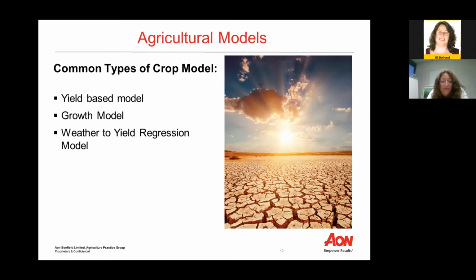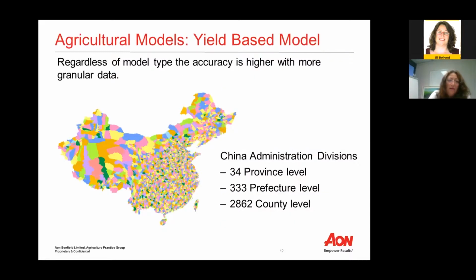Basically there are 3 models that are the most used. There are probably other models, and also you can use all 3 models as well, so you don't have to be stuck to one model. A yield-based model, which is what we've used for our crop models, a crop growth model, and a weather to yield regression model.